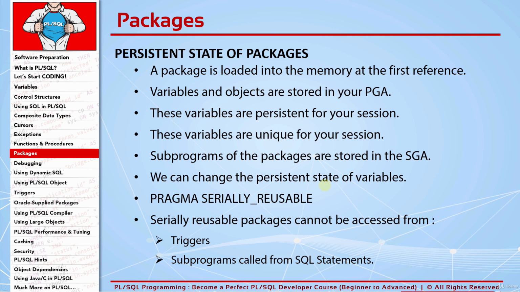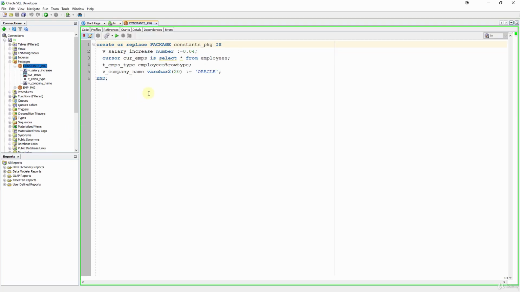Perfect. Now it's time to make some examples. So let's open up the SQL Developer then. Now, we know that we have a bodiless package, constants package. We have variables, cursors, etc. in that package. We have created this package for using some constants. But do not confuse about that, because these variables are not constants actually. I will show you how to make them constant.